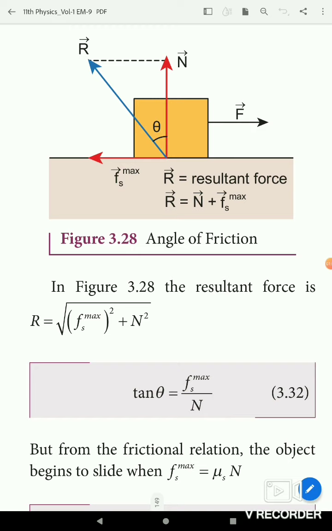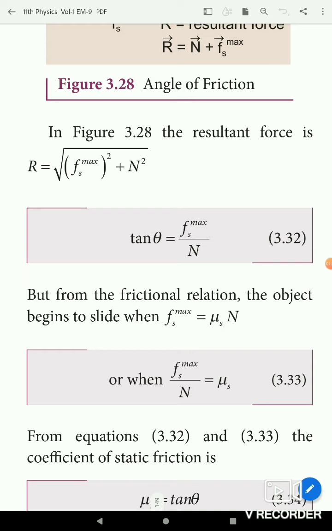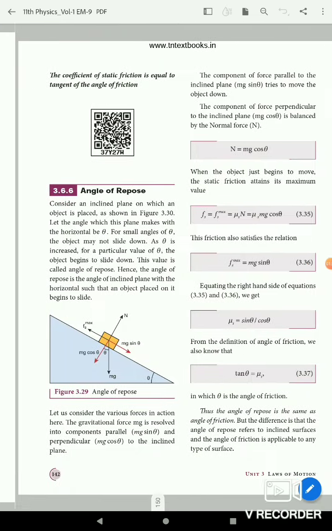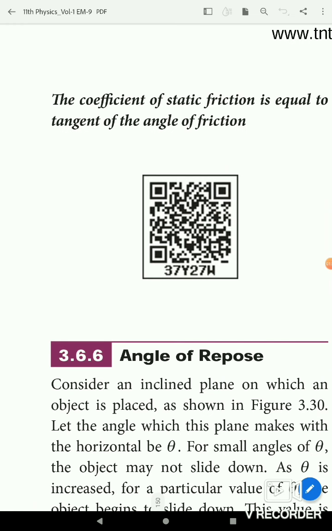So the frictional relation: the object begins to slide when Fs maximum equals mu s N. From the equation tan theta equals Fs maximum divided by N, substitute Fs maximum divided by N, so you get mu s equals tan theta. So the coefficient of static friction is equal to the tangent of the angle of friction.